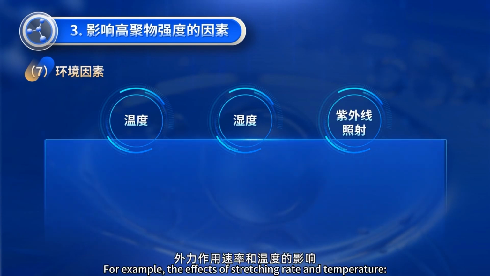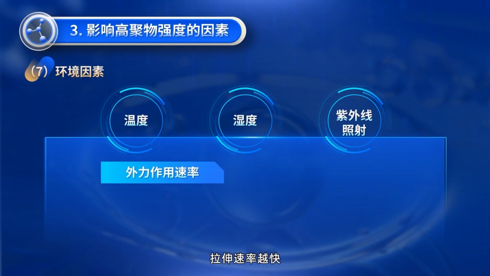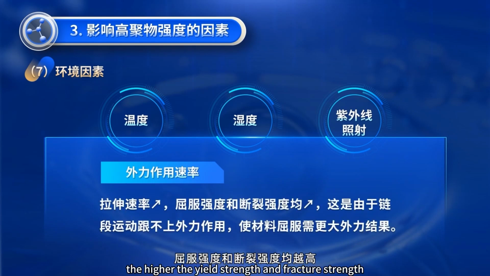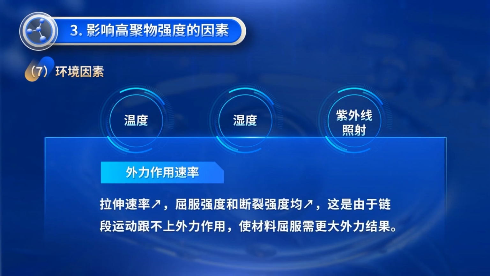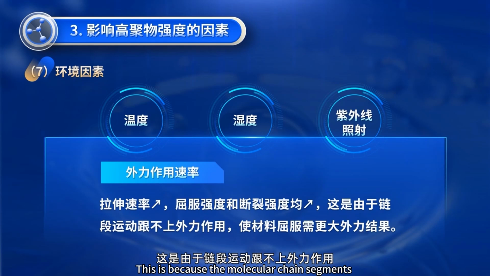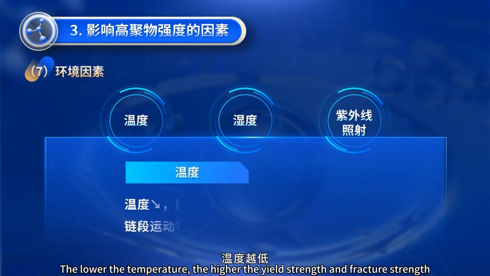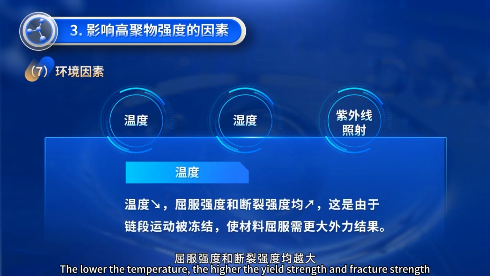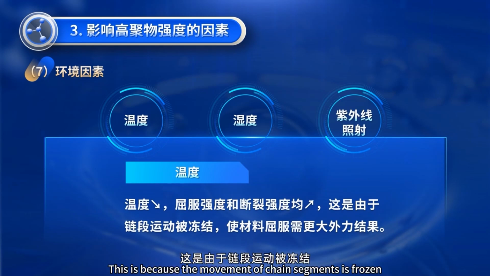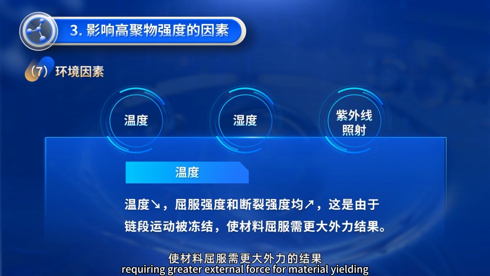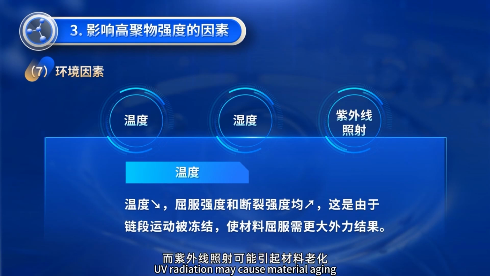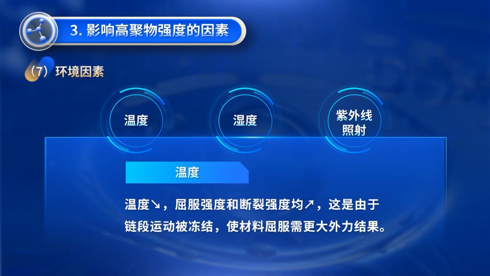For example, the effects of stretching rate and temperature. The faster the stretching rate, the higher the yield strength and fracture strength. This is because the molecular chain segments cannot keep up with the external force, requiring greater external force for material yielding. The lower the temperature, the higher the yield strength and fracture strength. This is because the movement of chain segments is frozen, requiring greater external force for material yielding. UV radiation may cause material aging, thereby reducing its strength.